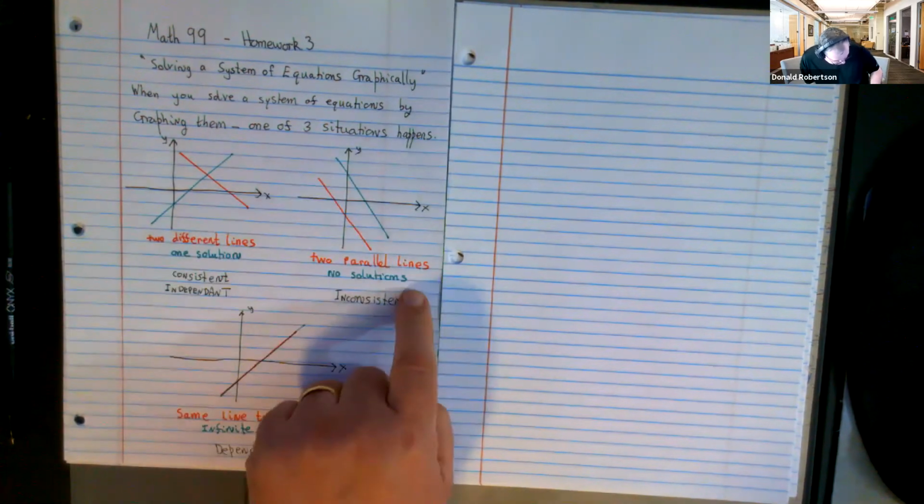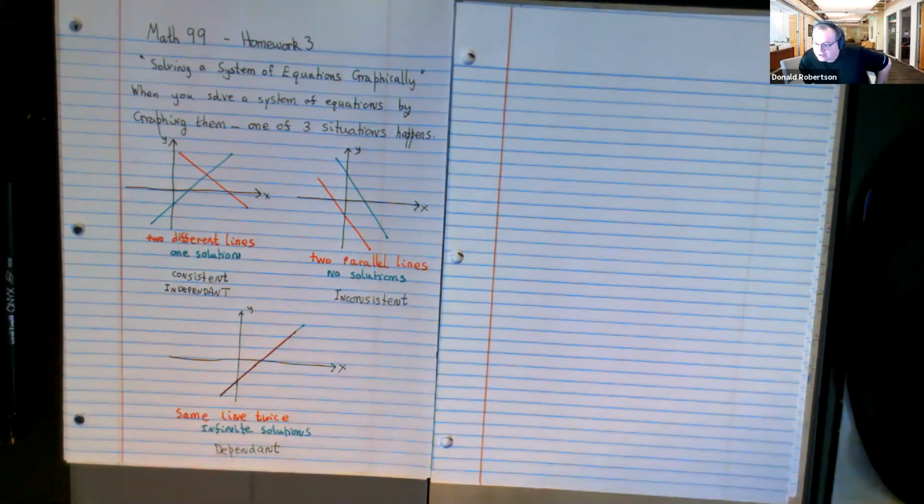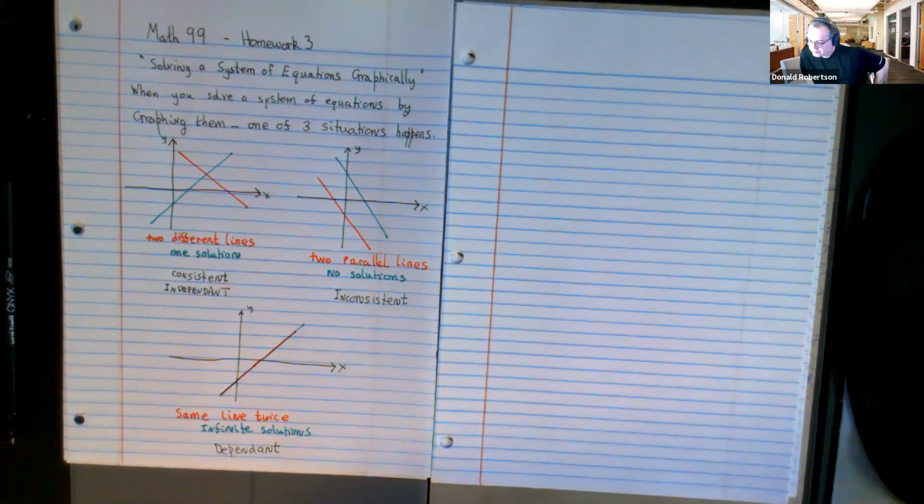But if two lines crossed, there was one solution. If they were parallel, there were no solutions. And if you ended up with the same line twice, there was an infinite number of solutions. And we spent a fair amount of time just getting used to drawing two lines. Sounds familiar? That's kind of what we did.